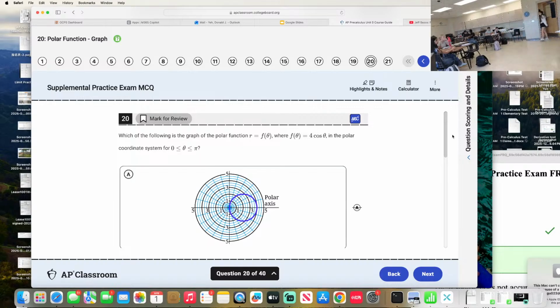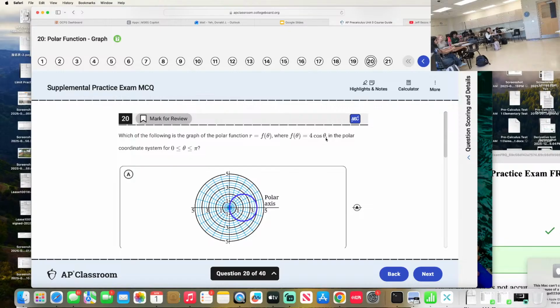You don't have decimals here. Why do you think? All you have to do is plug in 0. You plug in theta at 0, you get 4 cosine of 0. What's cosine of 0? It's 1. 4 times 1 is 4. So that is your first point right here. Remember?